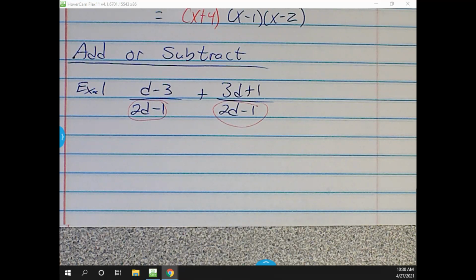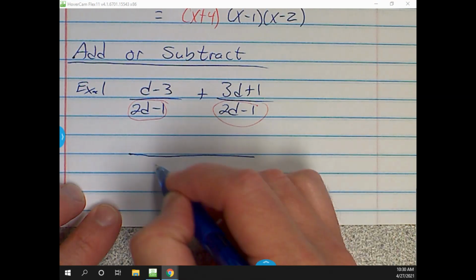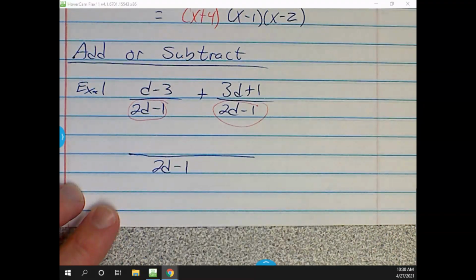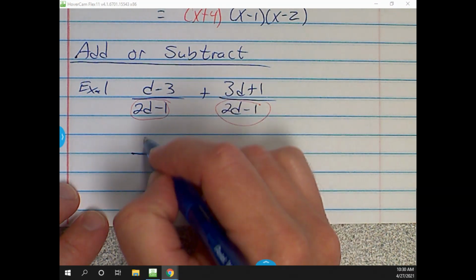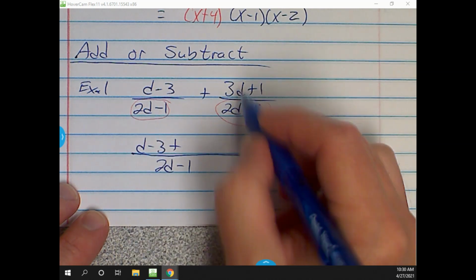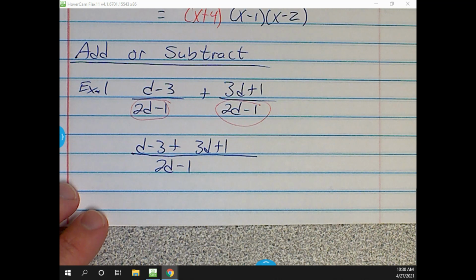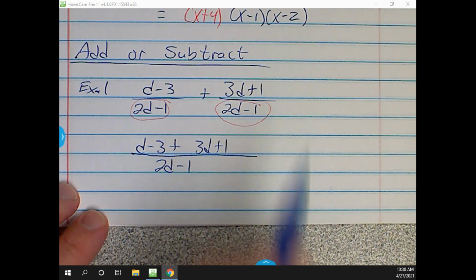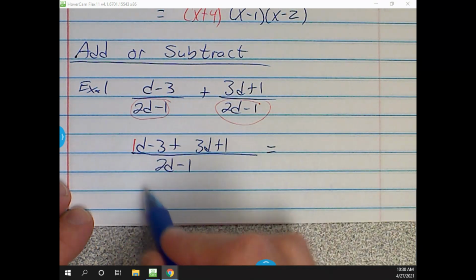We don't have to do any factoring. We've got common denominators. So this is where you're just going to take this problem and rewrite it as one big fraction once you've got the common denominators. So then we're going to take the d minus 3. We're going to add that to 3d plus 1. All right, if you want to put a 1 in front of that, you can. And from there, you're just simplifying. You're combining like terms. You've got 1d plus 3d.